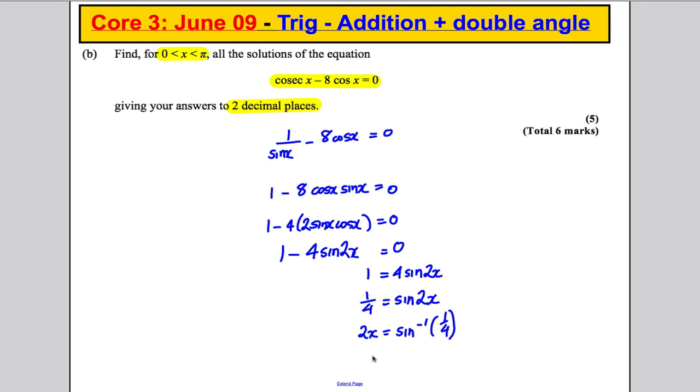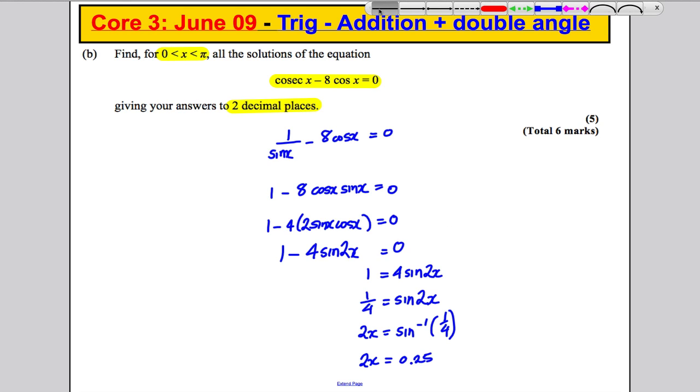With your calculator in radians mode, of course. Okay, so go to your calculator and type in inverse sine, put it in radians mode if it's not, and then type in inverse sine of a quarter. And you get 0.25 radians, so you get that 2x is 0.25 radians.